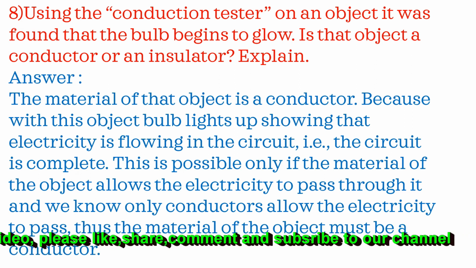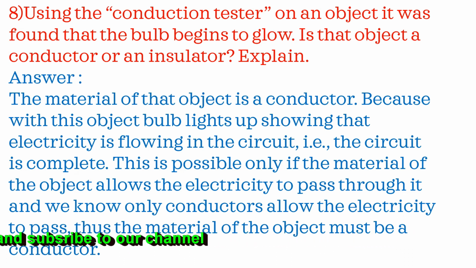Here, using the conduction tester on an object, it was found that the bulb begins to glow. In the presence of a conductor only, the bulb will glow. In the presence of an insulator, the bulb will not glow. Why? Because conductors allow the electric current to pass through them. Insulators do not allow the electric current to pass through them. Is that object a conductor or insulator? That object is a conductor. It is not an insulator. Okay, next one.